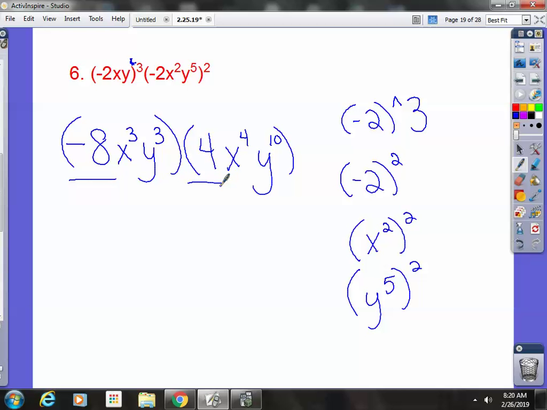They do what big numbers do. They multiply. Negative 8 times 4 is negative 32. What is x cubed times x to the 4th? X to the 7th. 3 plus 4 is 7. Y to the 3 plus 10 is 13.